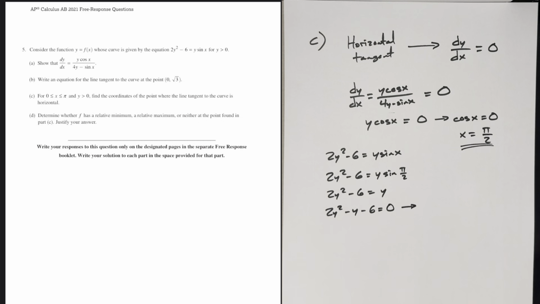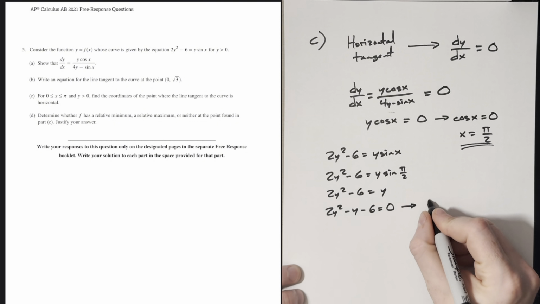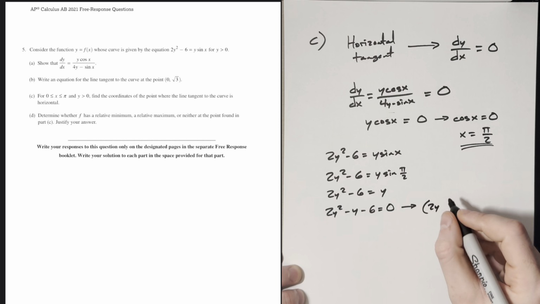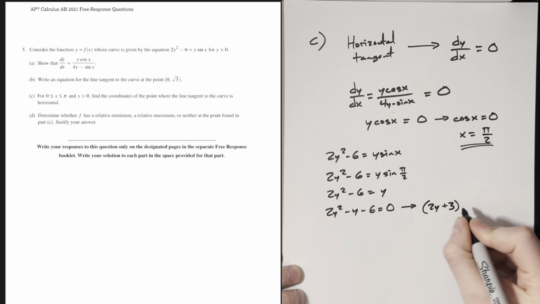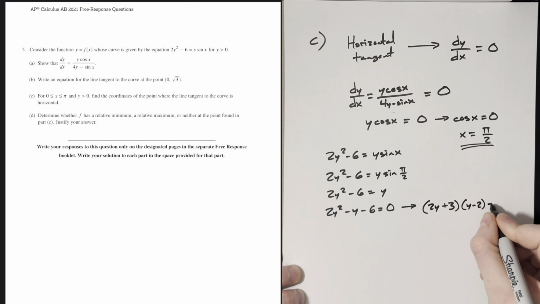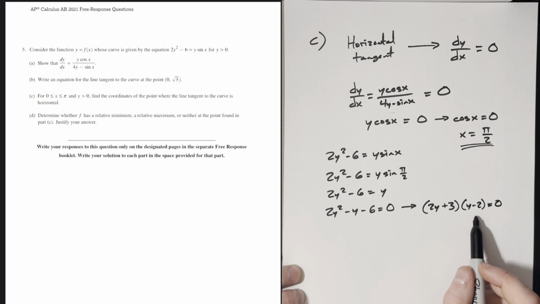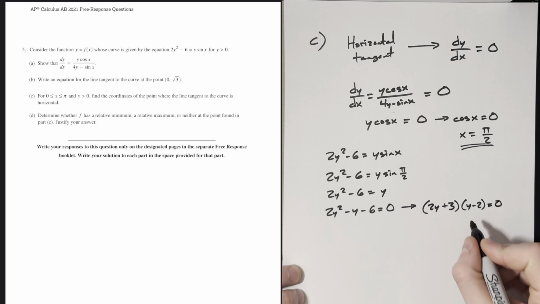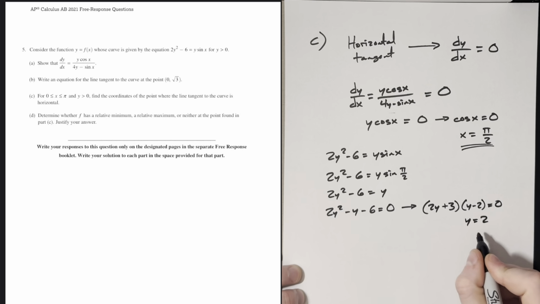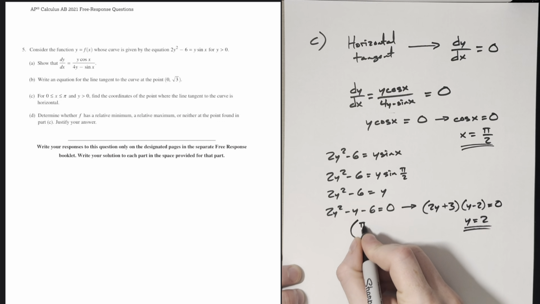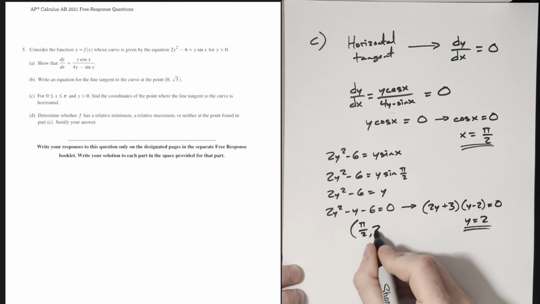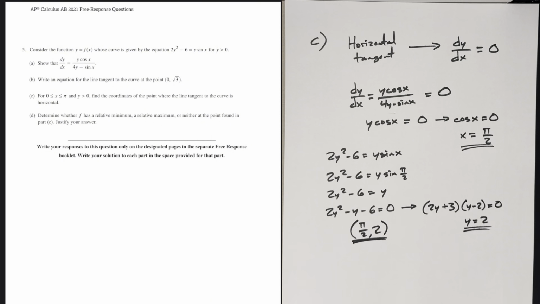I've got to factor. I feel like all of us are bad at factoring, but I'm great at it, let me tell you. So I'll get (2y plus 3) times (y minus 2). That's my factoring for this quadratic, right? So my solutions are y equals negative 3 halves and y equals 2. But what do we know? y is greater than 0. So y equals 2. So my coordinates for this point would be (pi over 2, 2). And that would be our final answer for part C.